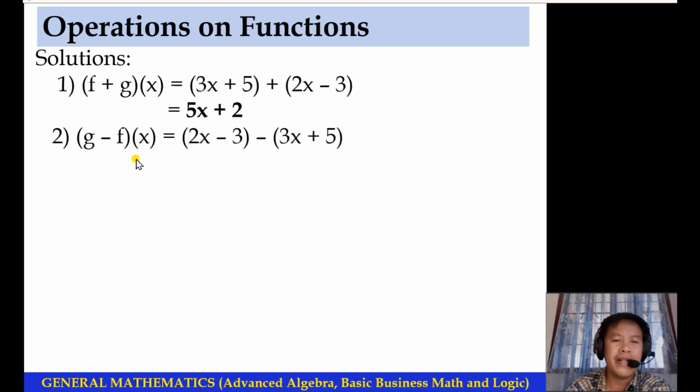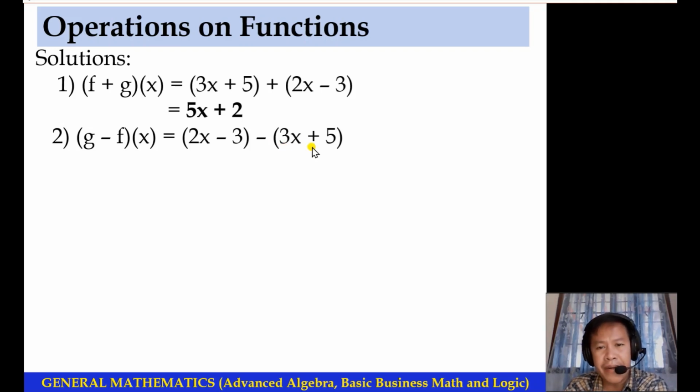Now, let us proceed with number 2. g minus f of x is equal to, take note our g of x is given by 2x minus 3, minus quantity 3x plus 5. Don't forget to have the pair of parentheses, particularly if our operation is subtraction.